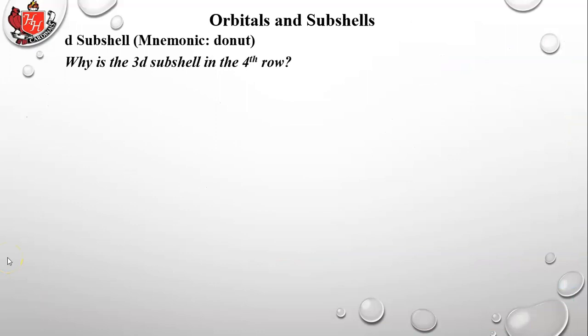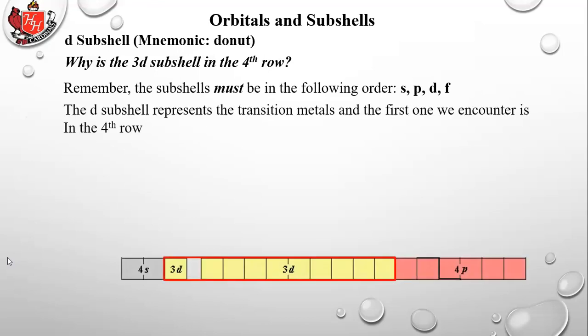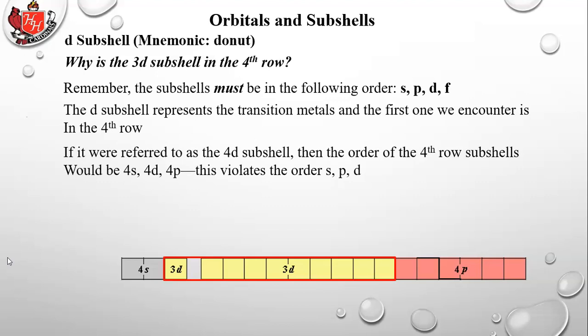Okay, why is the 3D subshell in the 4th row? Remember, subshells must be in the following order: S, P, D, and F. The D subshell represents the transition metals, and the first one we encounter is in the 4th row. If it were referred to as the 4D subshell, then the order of the 4th row subshells would be 4S, 4D, 4P. This violates the order of S, P, D.